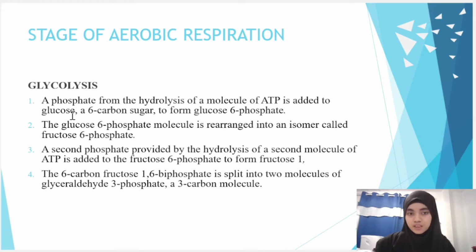First, a phosphate from the hydrolysis of a molecule of ATP is added to glucose, a 6 carbon sugar, to form glucose 6-phosphate. Second, the glucose 6-phosphate molecule is rearranged into an isomer called fructose 6-phosphate. Third, a second phosphate provided by the hydrolysis of a second molecule of ATP is added to the fructose 6-phosphate to form fructose 1,6-bisphosphate. Then the 6 carbon fructose 1,6-bisphosphate is split into 2 molecules of glyceraldehyde 3-phosphate, a 3 carbon molecule.